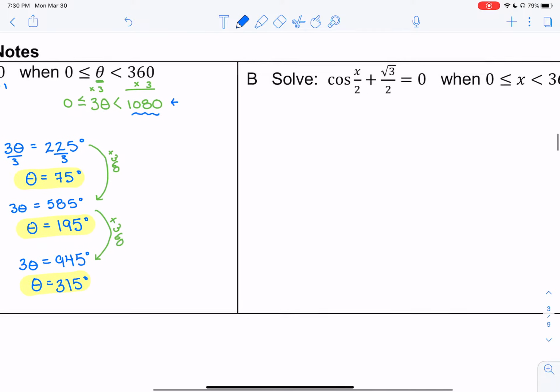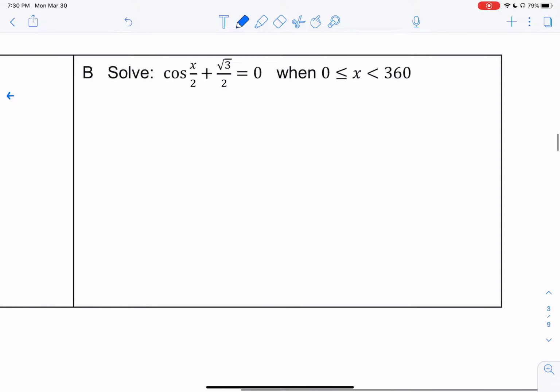Okay, let's go over to this sample question. And I notice on this one that it's actually getting divided by 2 for x. So when I go to rewrite its domain over here, x is divided by 2, which means I have to divide 360 by 2. And that means we're only going to go up to 180. So when I look on my trig circle, I'm only looking through values up to 180.